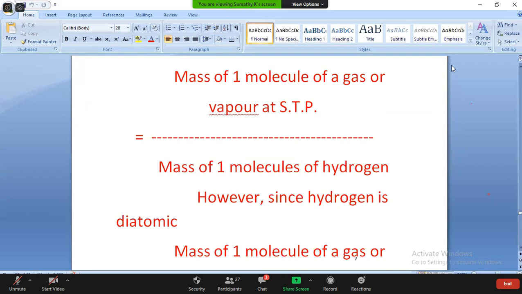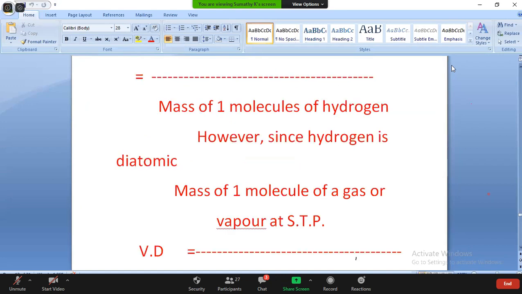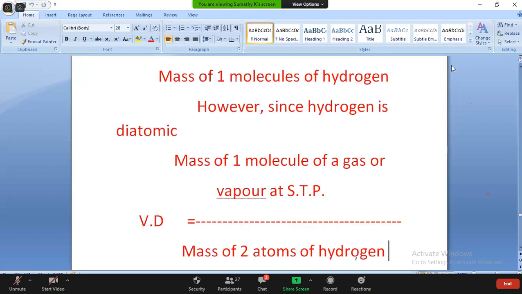Now, hydrogen is diatomic. What is the molecular formula for hydrogen? H2. Only a hydrogen atom means only one H. Here, hydrogen molecule, so H2. How many atoms are present there? 2 atoms are present there. So the hydrogen molecule is diatomic. So the mass of 1 molecule of gas or vapor at STP is divided by the mass of 2 atoms of hydrogen. One molecule contains 2 atoms, so we change it into 2 atoms of hydrogen.